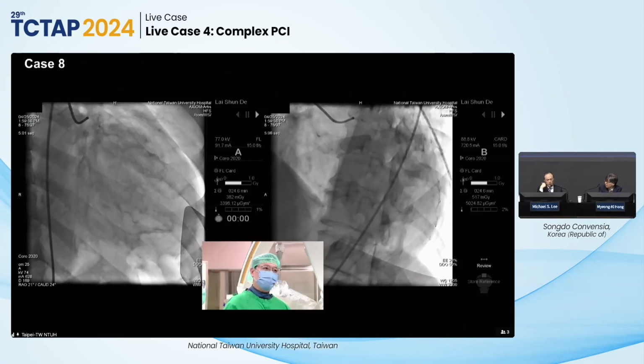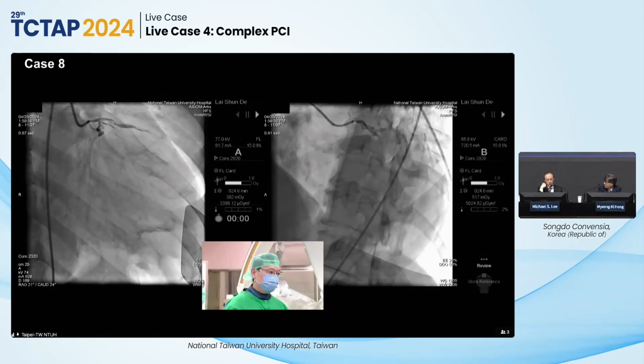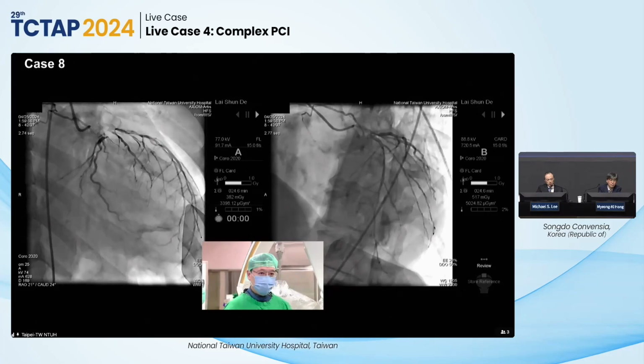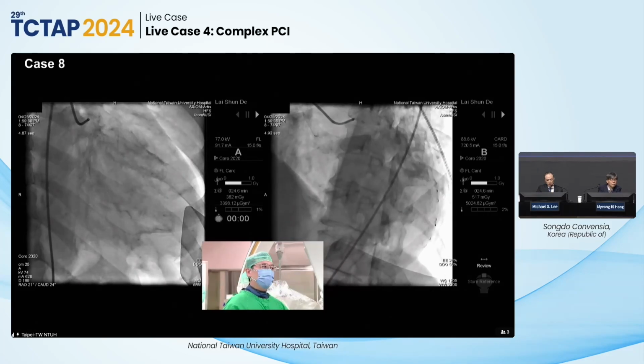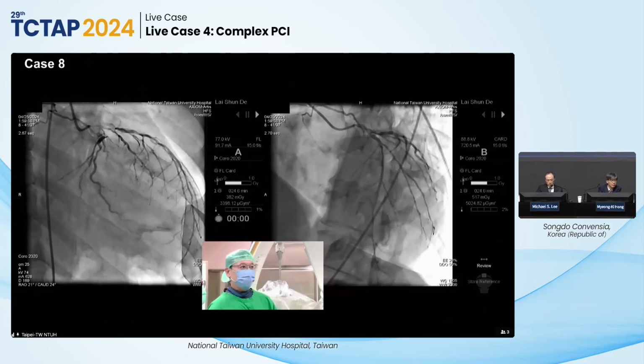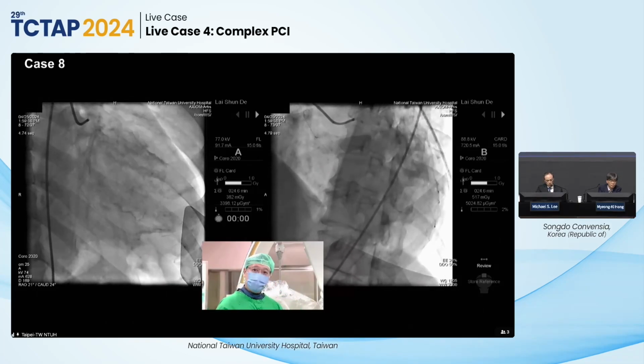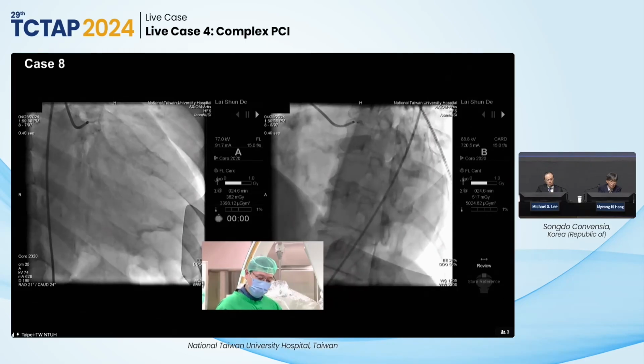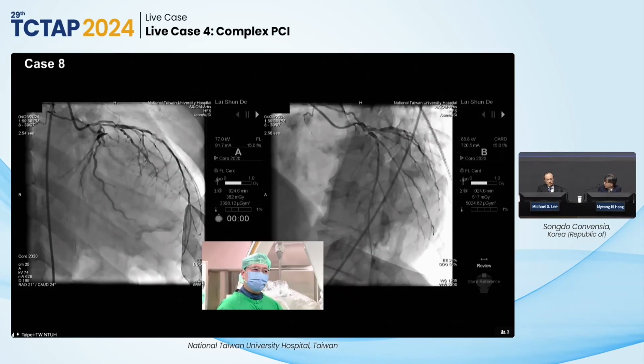What is the LVEDP? Left ventricular end-diastolic pressure. Sure. Before any procedure, we had a complete hemodynamic study. The LVEDP was 29. 29? 29, yes. Okay, I'm not very familiar with this MCS.